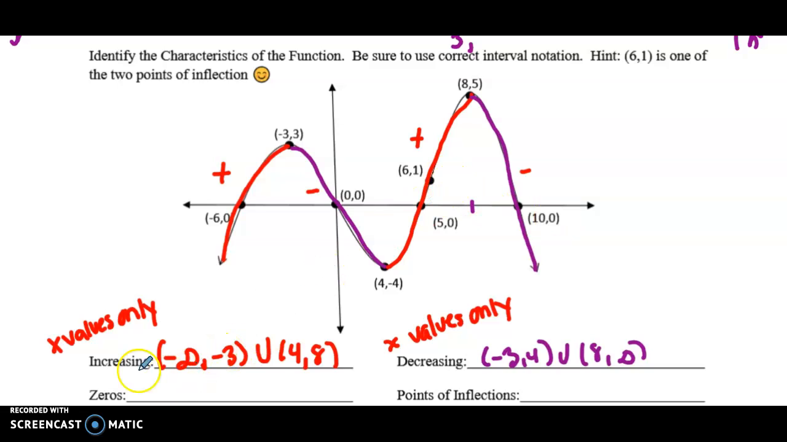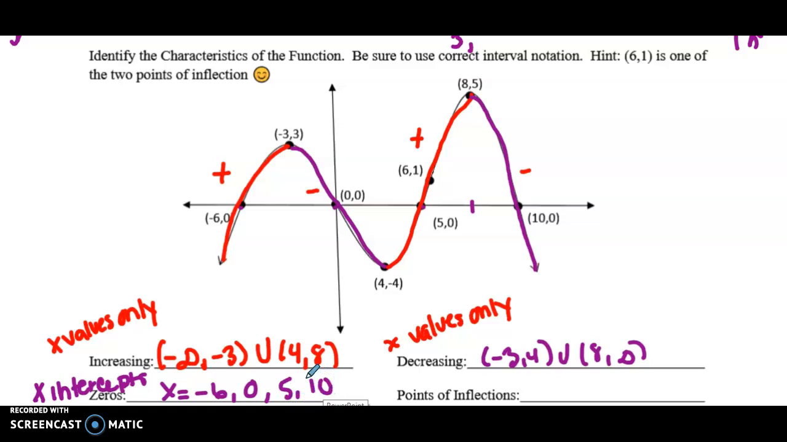Now, your zeros of the function, remember, those are the same thing as your x-intercepts. In this case, we have 1, 2, 3, 4 of them. So we have 4 x-intercepts, and that can be x equals -6, x equals 0, x equals 5, and x equals 10.